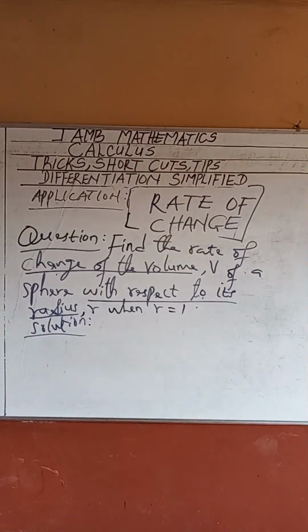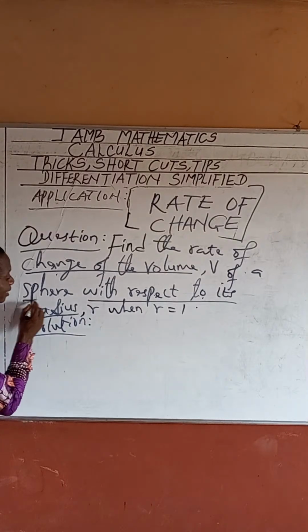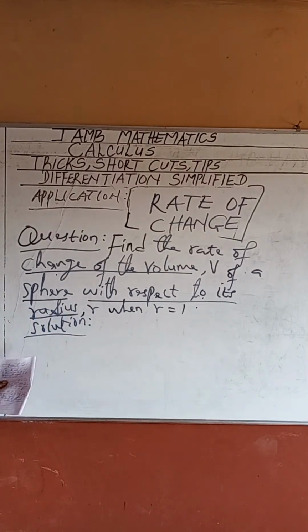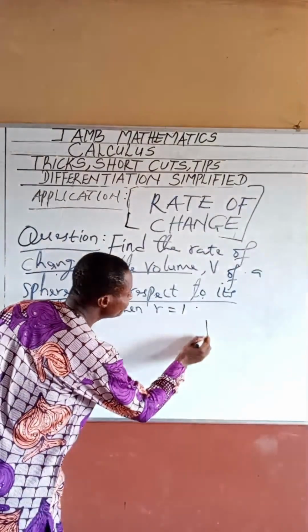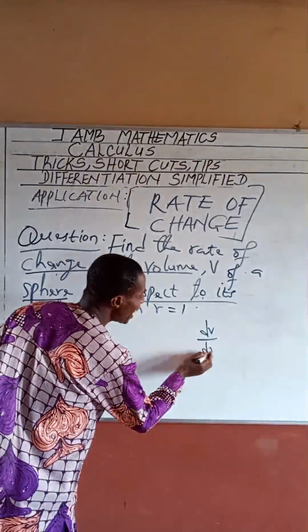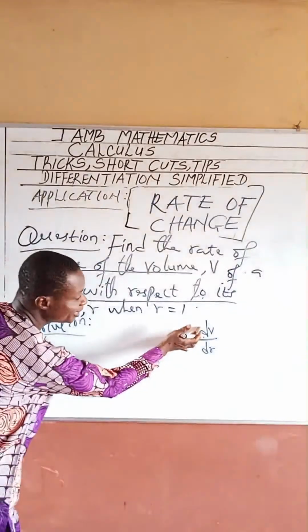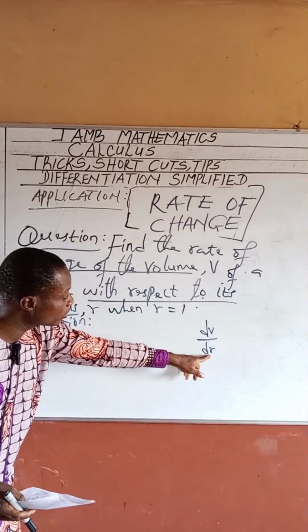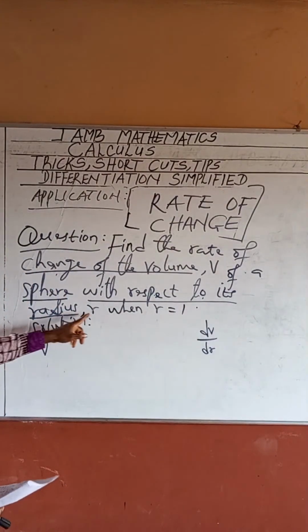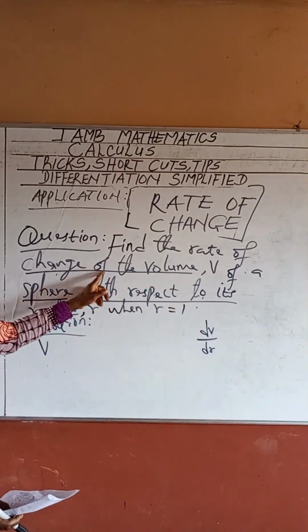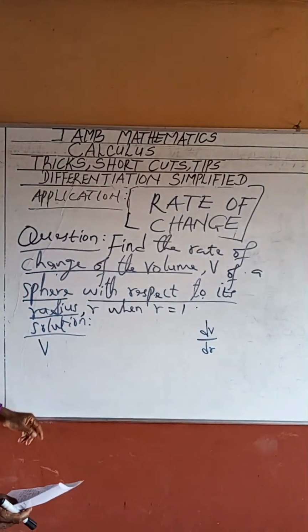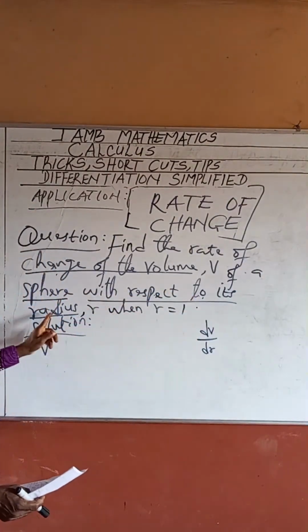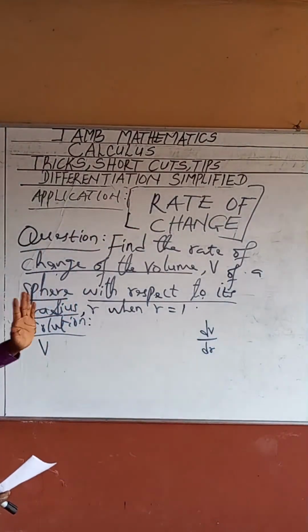What do we do first? Yes, this is the major thing. Look at this. This is a sphere. What is the volume of a sphere? Just like you write Y, this one will be V. Remember, we are looking for dV/dr. That's the rate of change, with respect to the radius R.